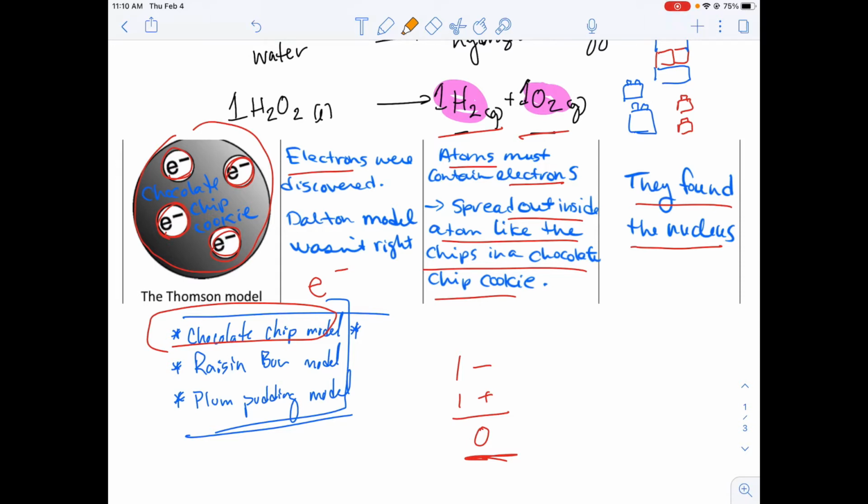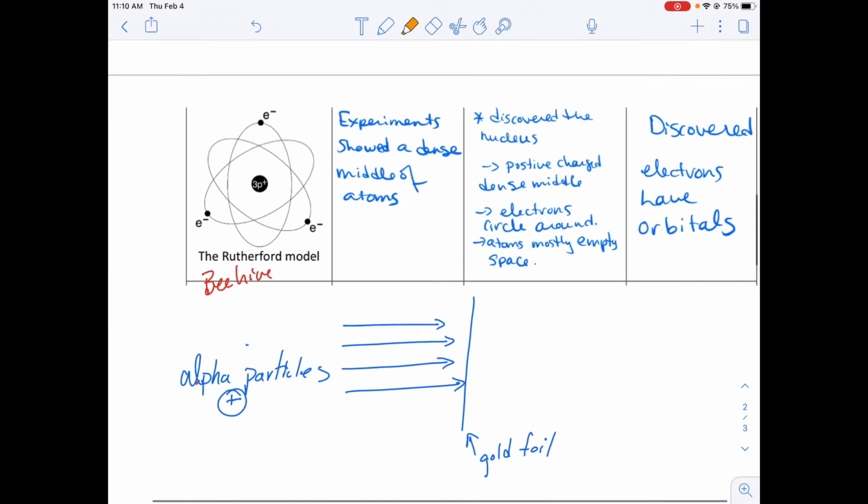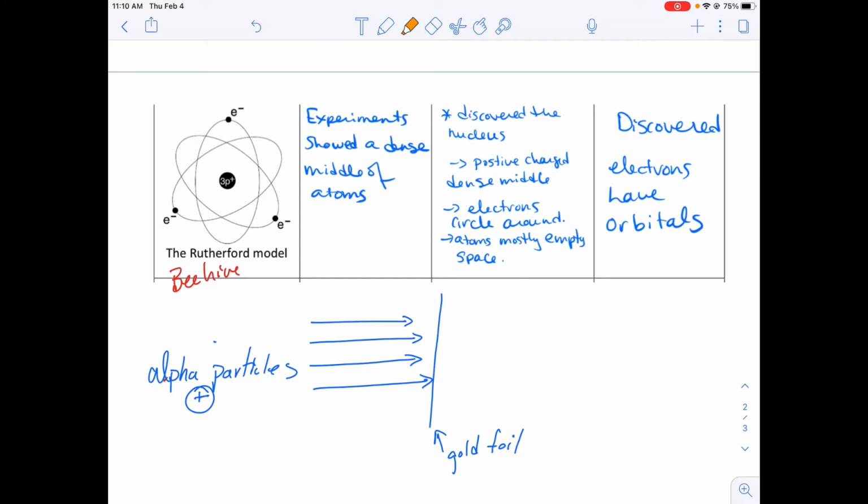So the chocolate chip cookie model by Thomson suggested that electrons were spread throughout the entire sphere of the atom, and that was rejected because they discovered a nucleus. That discovery was made by Ernest Rutherford, and Rutherford came up with what is sometimes called the beehive model. Essentially, his idea is that the electrons are traveling around a nucleus in space. He thought of them like bees traveling around the beehive.